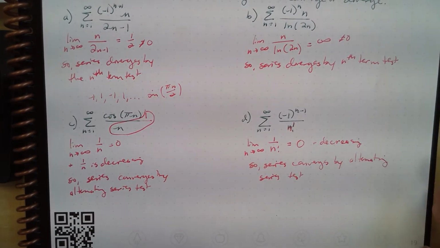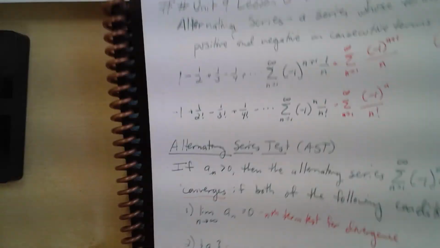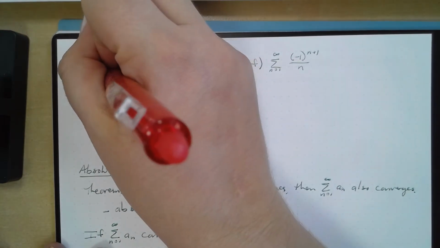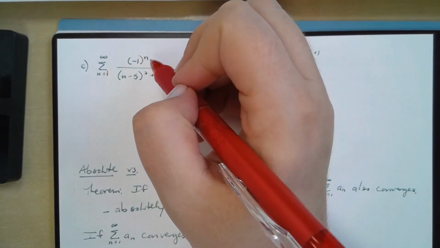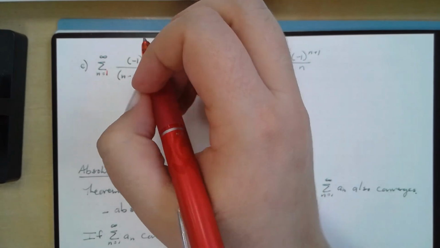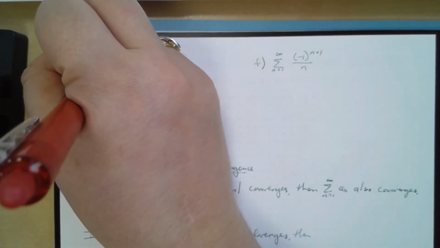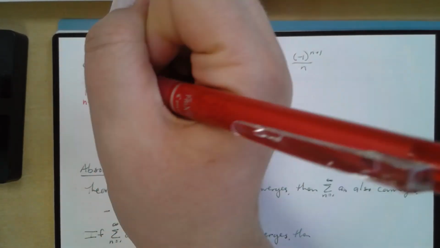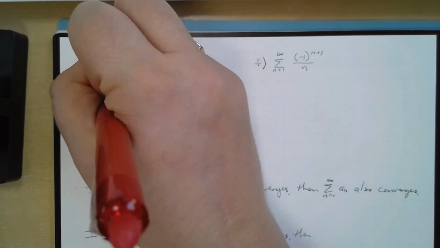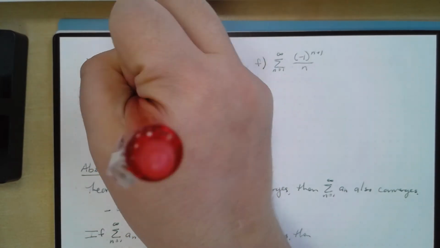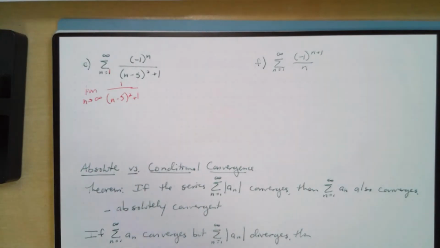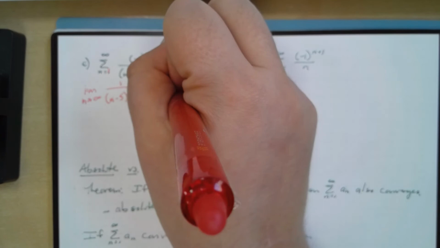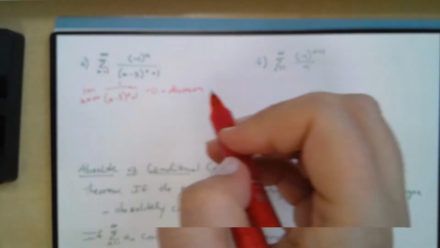Okay, let's do a few more. Here we have the sum from 1 to infinity of negative 1 to the n over n minus 5 squared plus 1. Well, I'm going to find my limit. Sorry, kids, I keep yawning. As n approaches infinity of 1 over n minus 5 squared plus 1. If I expanded that out, I'd have an n squared, which is just, anyway, this is going to become 0. And it does decrease, right? It's going to get smaller and smaller and smaller.